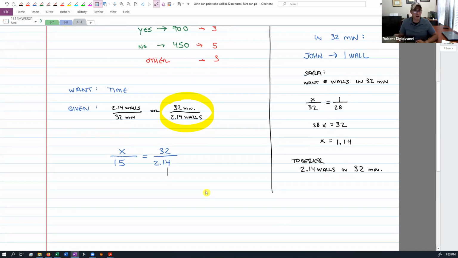And then we cross multiply. So 2.14x equals, let's see, 15 times 32, equals 480. And then I divide both sides by 2.14. So divide the 480 by 2.14. And you should get approximately 224.29. I'll just round it to 3 minutes.